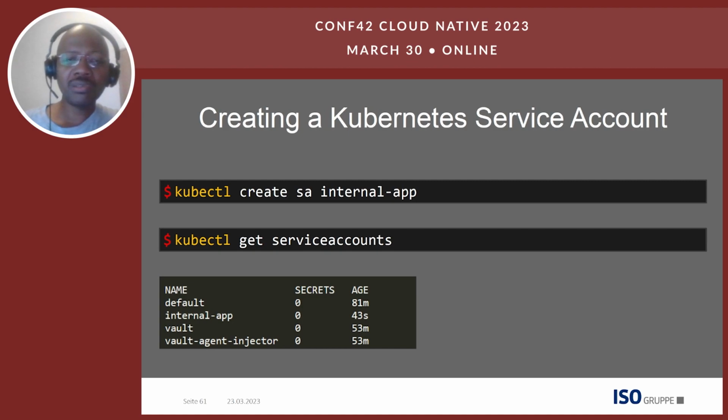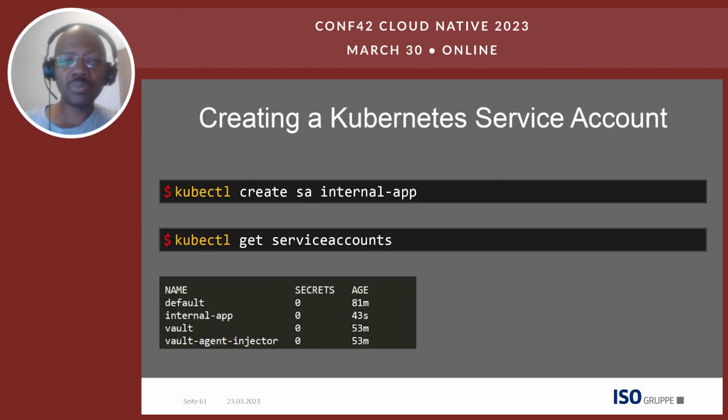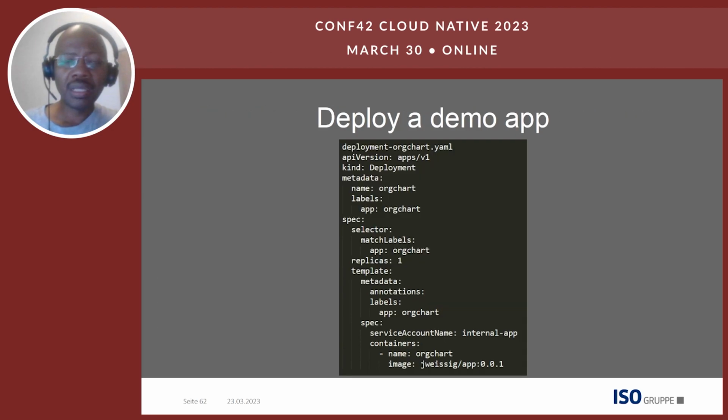Now what I need to do is to create the corresponding service account defined here as internal-app. So I could use kubectl to create that service account. And once this is done, I could test it on a simple application like what we see right here, my demo app. And what we could notice with this demo app is I'm using as service account name the service account given before, internal-app.